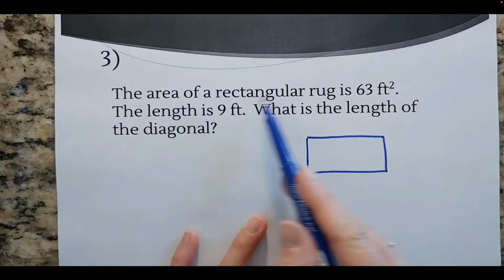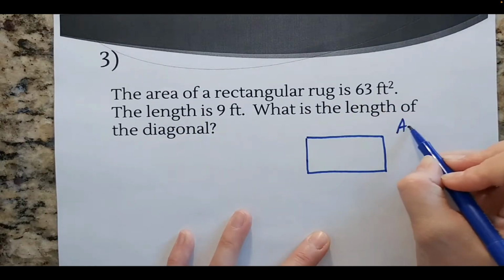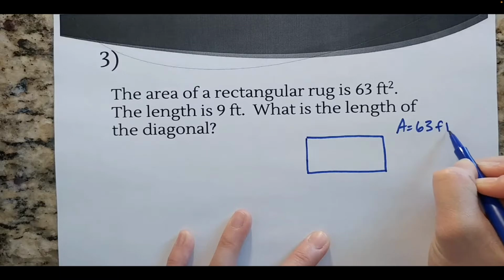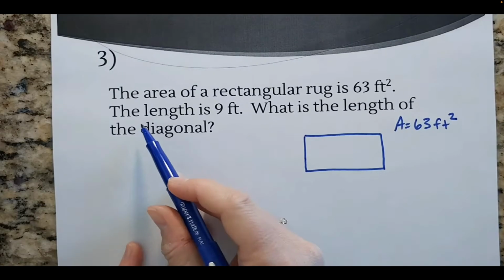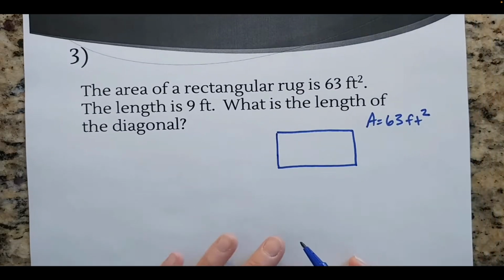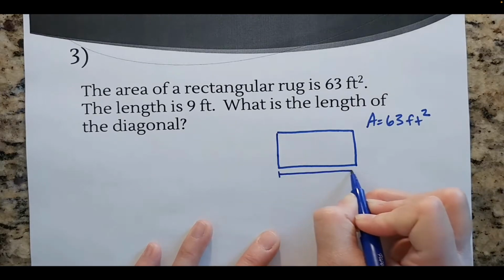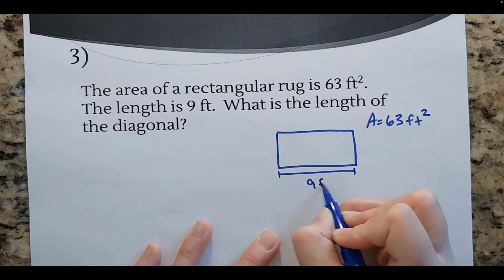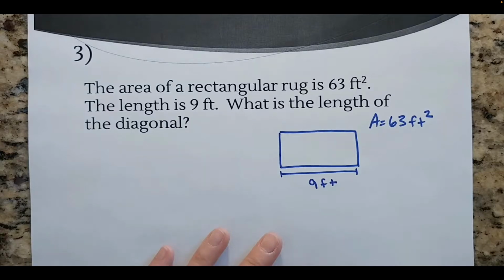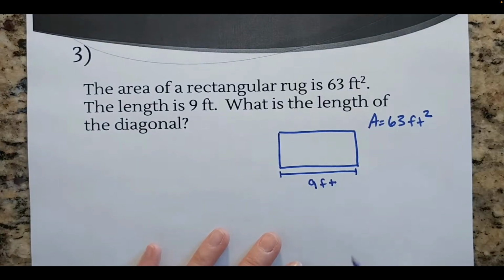It says the area of the rug is 63. Good to know. It tells us the length is 9 feet. Well, length is the long side. So from here to here, this is 9 feet. And it's asking us, what is the length of the diagonal?